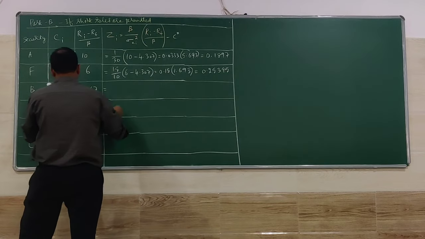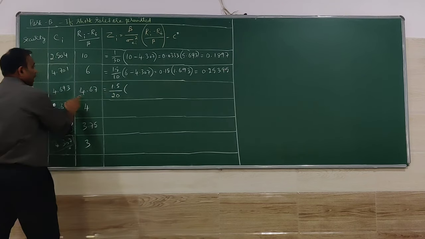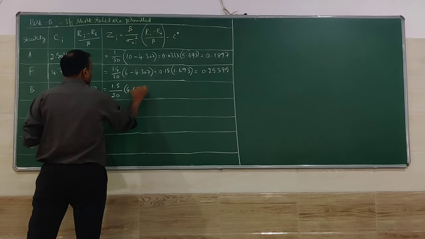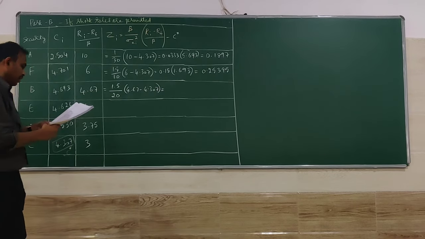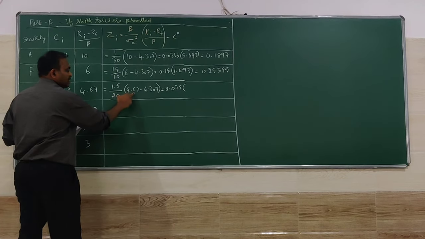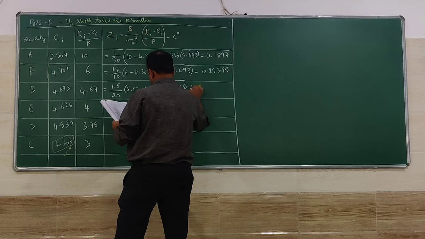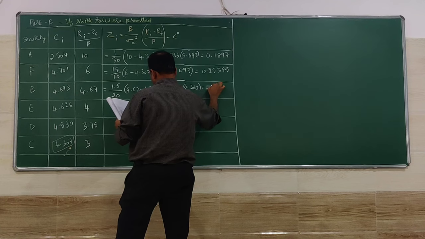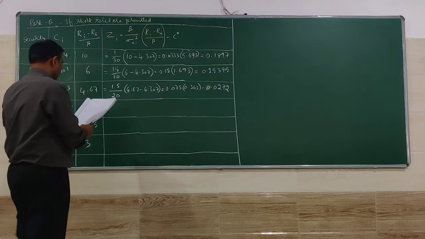Next, we substitute for B. You get 1.5 as beta and 20 as unsystematic risk, and 4.67 minus 4.307. So 1.5 divided by 20 we do first, which is 0.075. Then 4.67 minus 4.307 gives 0.363. When you multiply, we get 0.0272, a plus value.